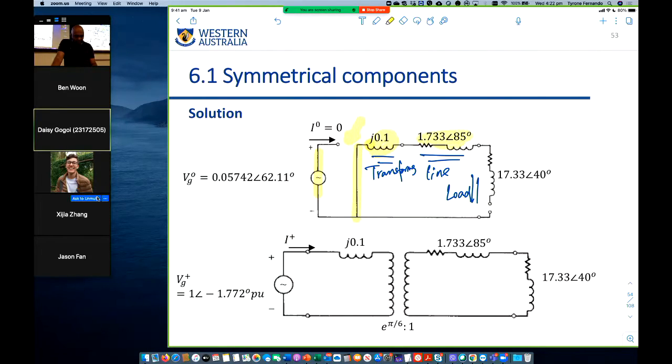This is the line and this is the load. Again, the load is delta, so there is no connection between neutral and ground. So here is the neutral point, here is the ground point. So there is an open circuit there as well. So the zero sequence current that is flowing out of the generator is zero, because it can't flow into the delta network.